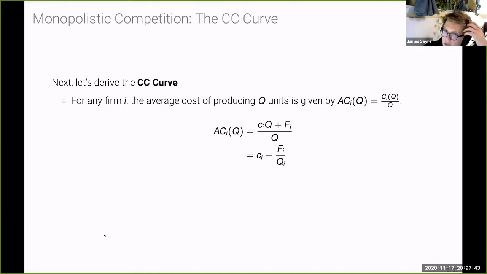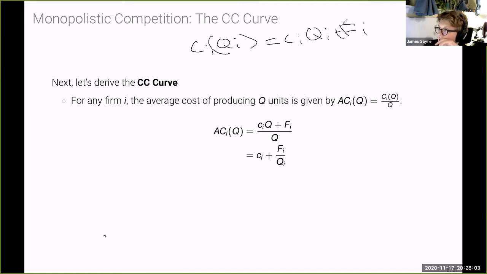So note that we made the assumption that the cost for firm i of producing Qi units was just going to be little ci times Qi plus Fi. If I wanted to figure out the average cost for producing all of those Q units, what would I do? Well, I just divide the cost for producing all of those units by the number of units I'm producing. And so the average cost is going to be Ci divided by Qi.